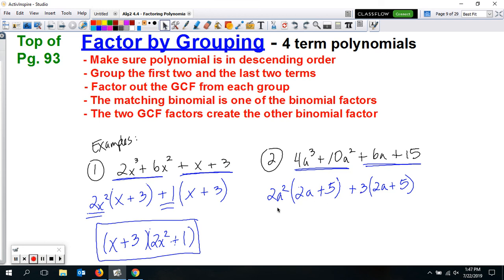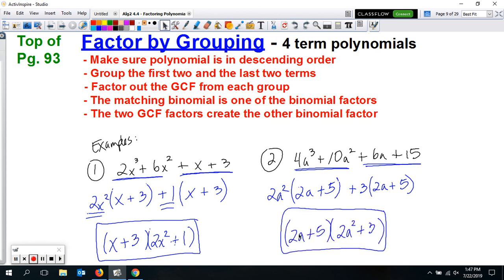That's going to be one of your answers. The other answer is going to be what you factored out there. So your answer for this should be 2a plus 5, the matching binomial, and those 2 that you factored out. Make your second one 2a squared plus the 3.